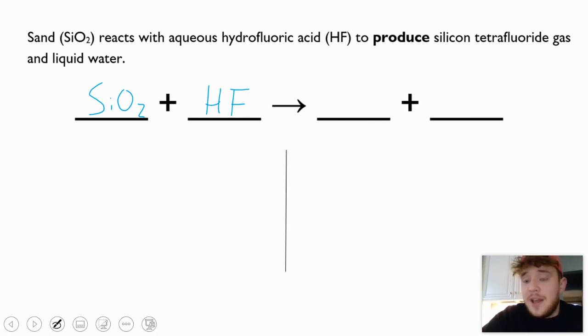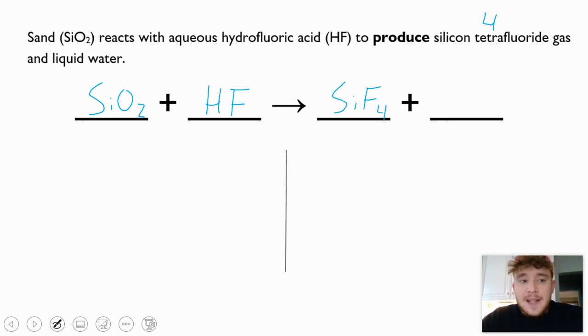What's it producing? Silicon tetrafluoride. I don't give you the formula for silicon tetrafluoride, so what must it be? Well, if you remember, if it has a prefix tetra, you must be dealing with a covalent compound. That's actually a good thing because now it's telling you how many fluorine you have. Tetra is the prefix for 4. All it's doing is telling you that you've got 1 silicon and 4 fluorine. So this would be SiF4.